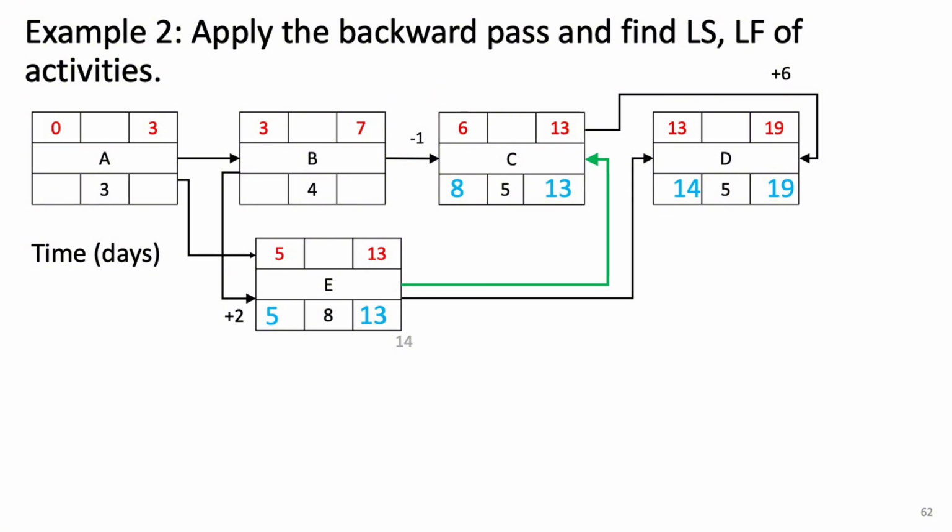Since the duration of E is 8 days, its late start must be 13 minus 8, which gives us day 5. Note that the start of E does not have any outgoing arrows or successors, so 5 is the only possible value for its late start.